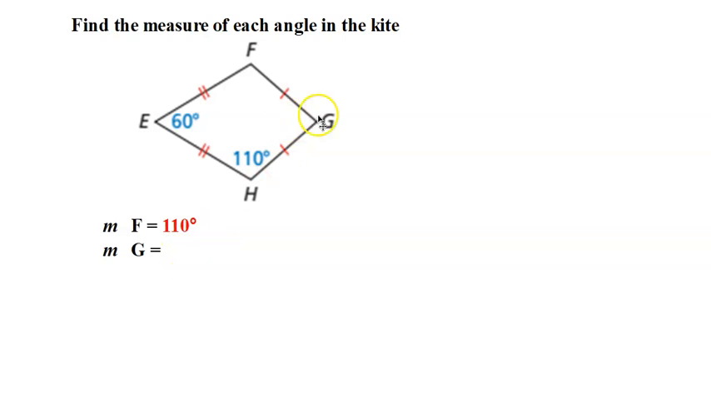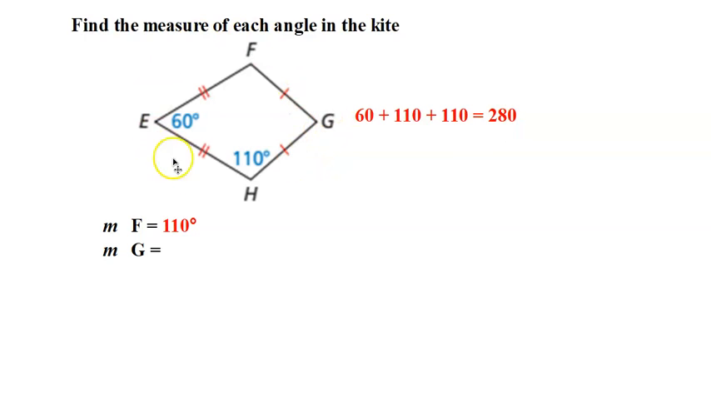Now the question is, what about angle G? Well, I do know three angles now of this quadrilateral. The question is, what is that fourth one? Well, since it's a quadrilateral, I'm missing one. So if I know all but one, I can solve for that missing thing. I can just add up the ones I know. So 110 for F, 60 for E, 110 for angle H, gives me a total of 280 degrees.